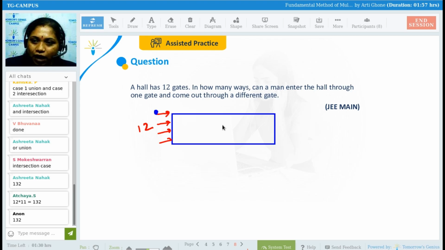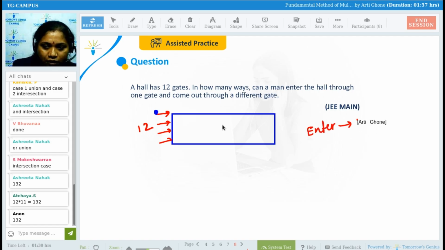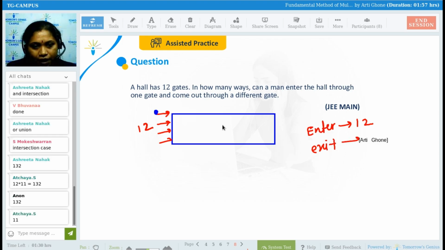Yes or no? So I can come in one way, obviously, but there are 12 options for the first task. Clear? So how many options to enter? 12. And how many options to exit? 11. And both tasks can be performed. Yes or no? This is an AND combination because I am entering also and exiting also. So 12 into 11 will be the answer. Clear? Got it?